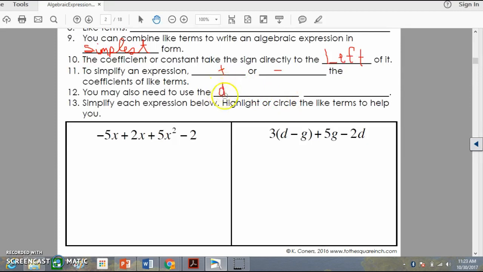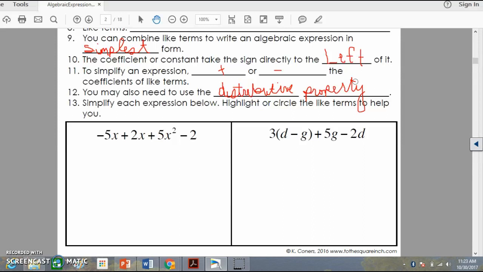I'm going to write it in cursive, distributive. Distributive property. The distributive property you've actually been using since like 3rd grade. Basically means that you're going to distribute a number or a value through the rest of the expression.